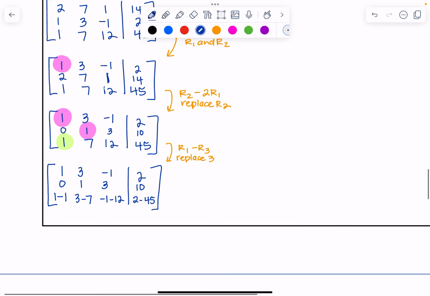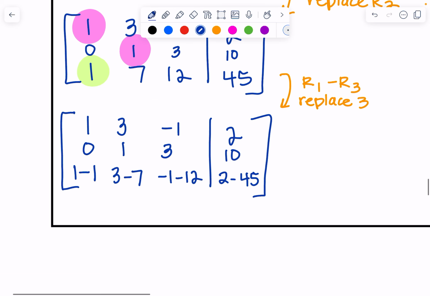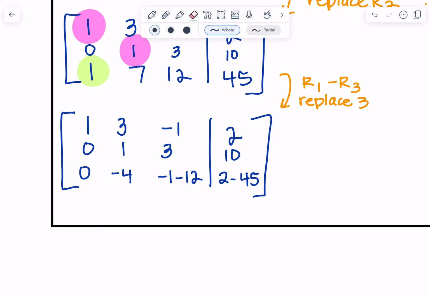Okay, so I'm not going to leave it like that, but you can kind of see what we're doing here. So if I actually do the math on that one, 1 minus 1 is 0. 3 minus 7 is negative 4. Negative 1 minus 12 would be negative 13. 2 minus 45 would be negative 43.